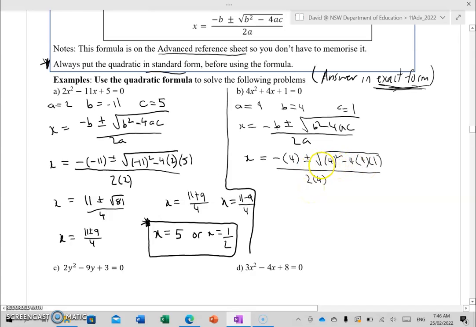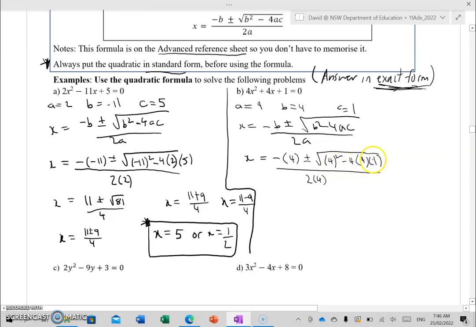Okay, and now because we want to put it in exact form, I just focus on what's under the square root and work that out. If it didn't say exact form, I'd put the whole thing in my calculator with the plus, and the whole thing in the calculator with the minus, and get my two answers. But here it says exact form, so we're just going to focus on this root, working out what this root is. Maybe you can do it in your head.